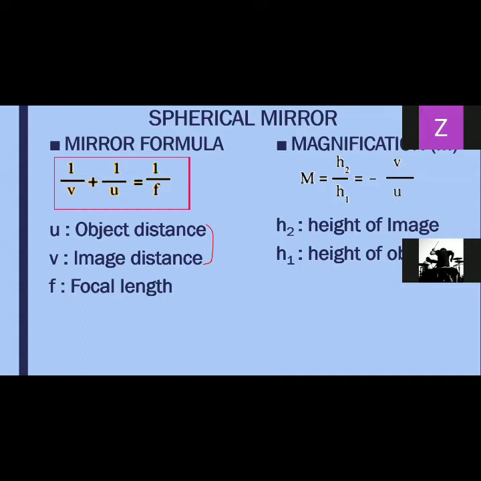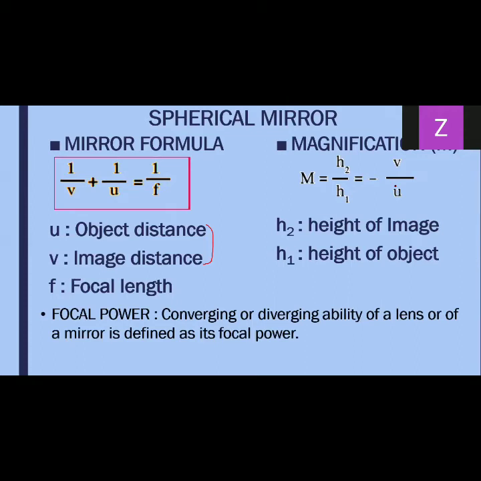Another thing you might not have directly studied, but you might have understood, is about the power. You have studied that for lenses; similarly, a mirror will also have a power. We can call it a focal power. So it's basically the converging or diverging ability of that particular device, let it be a lens, let it be a mirror. That is what we call power. More is the power, more is the converging or diverging. The formula, again, we know: P is equal to 1 upon F.